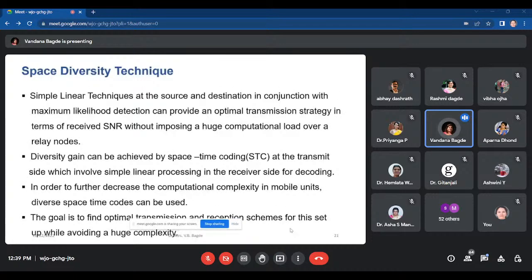So this space-time technology is the basics behind MIMO technology. Here we are using space-time coding, which is simply using linear processing of the filters. If we use linear processing of the filters at the receiver side, then this filter, irrespective of the computational complexity, will be decoding the signal.